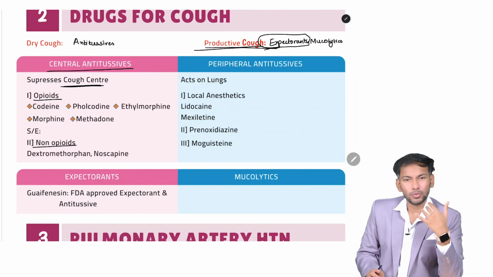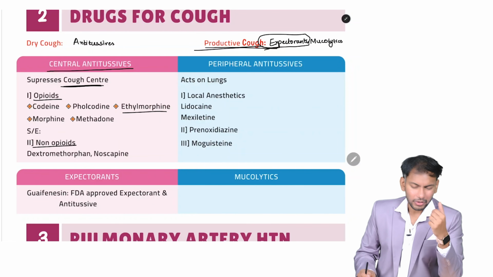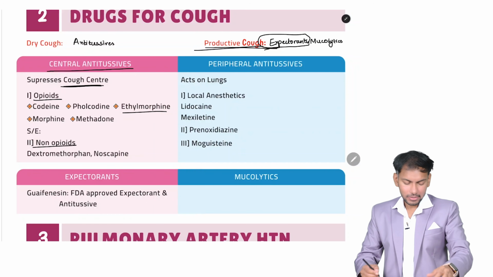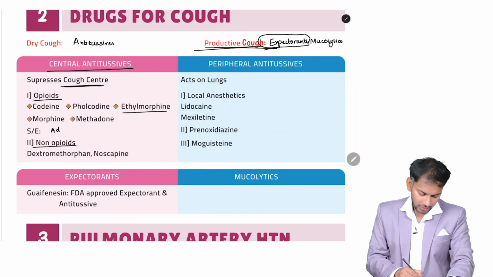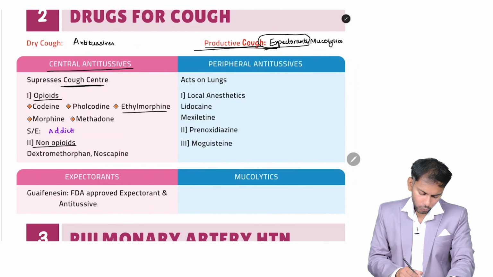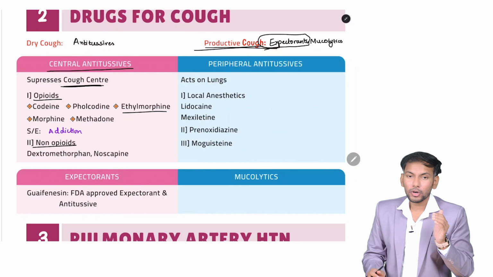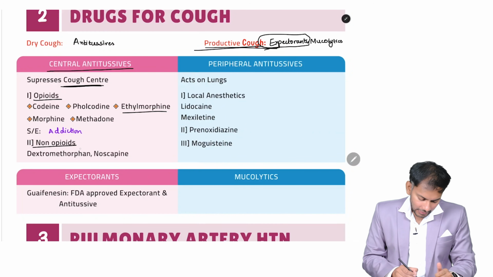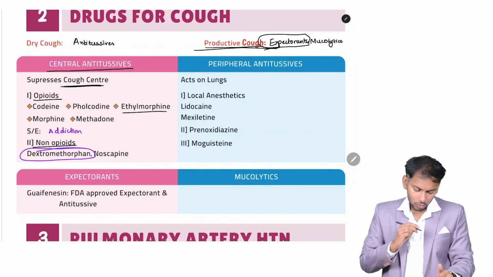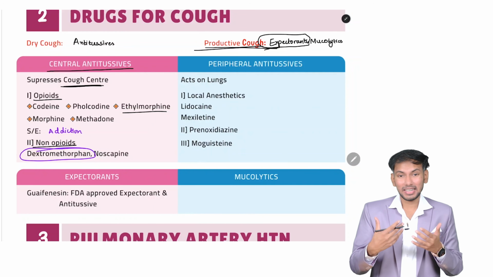Opioids are codeine, pholcodine, ethylmorphine, morphine, methadone. Yes, the side effect is addiction. It will cause addiction. That is the reason why in general practice you don't see codeine, pholcodine and ethylmorphine. You generally see the non-opioids being used. That is dextromethorphan. Dextromethorphan is generally used as a central antitussive.